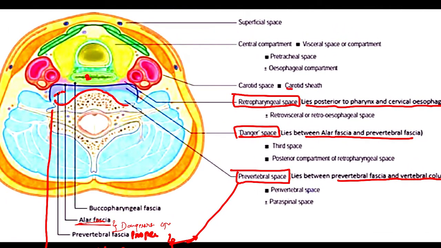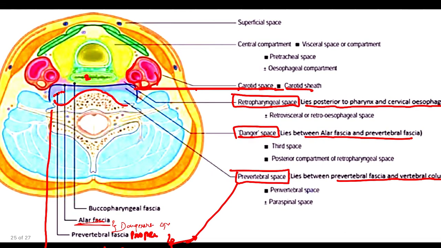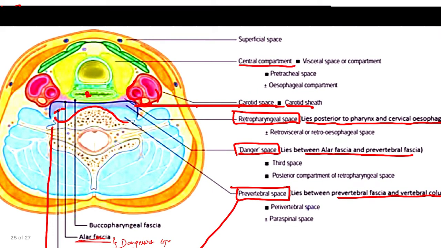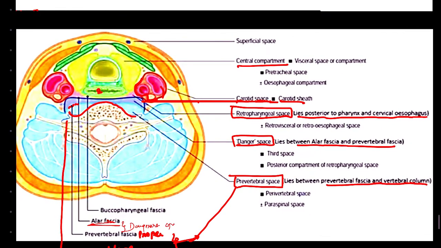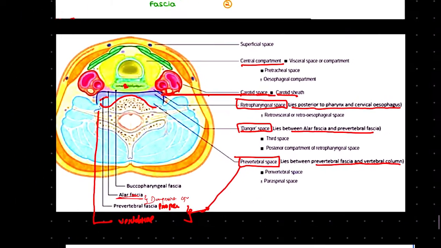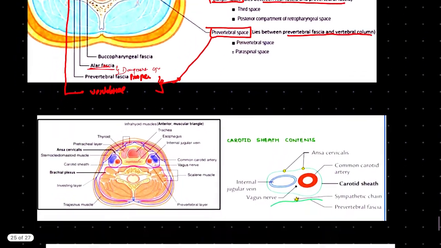Yes, we talked about the carotid sheath earlier. This is our carotid sheath. Right here, these are components of the pre-tracheal fascia. We need not go into that right now. So this was about the different spaces and fascias.